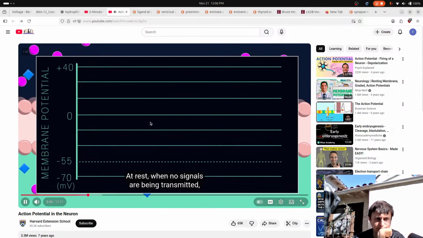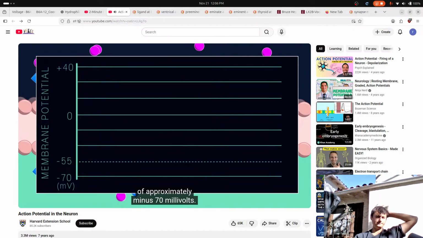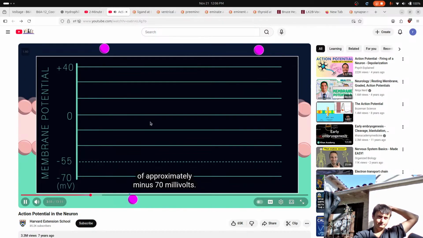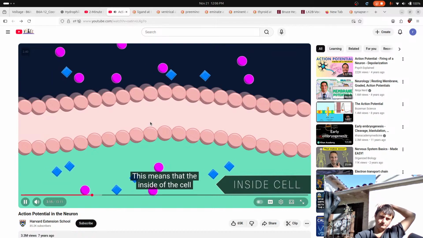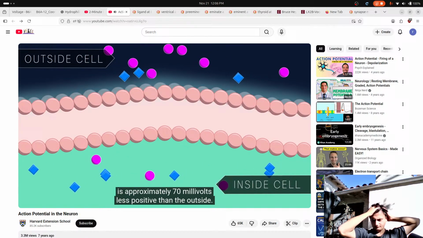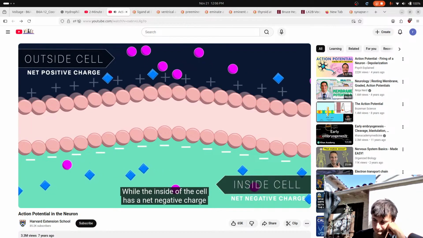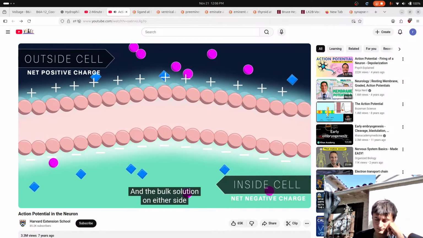At rest, when no signals are being transmitted, a neuronal membrane has a resting potential of approximately minus 70 millivolts. This means that the inside of the cell is approximately 70 millivolts less positive than the outside. Both the chemical and electrical gradients we just discussed contribute to establishing this potential. While the inside of the cell has a net negative charge and the outside of the cell has a net positive charge, the charges line up at the membrane and the bulk solution on either side is actually electrically neutral.